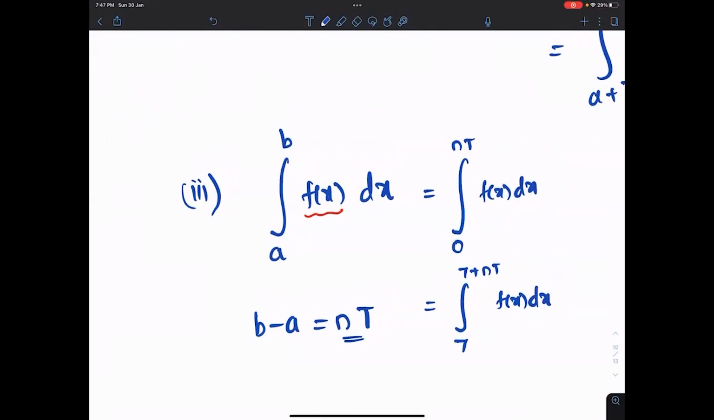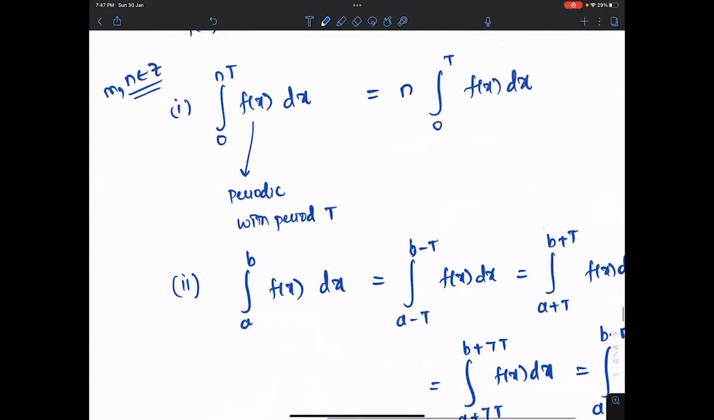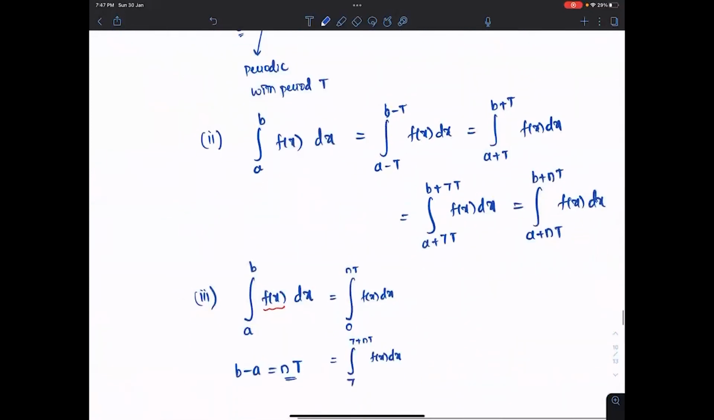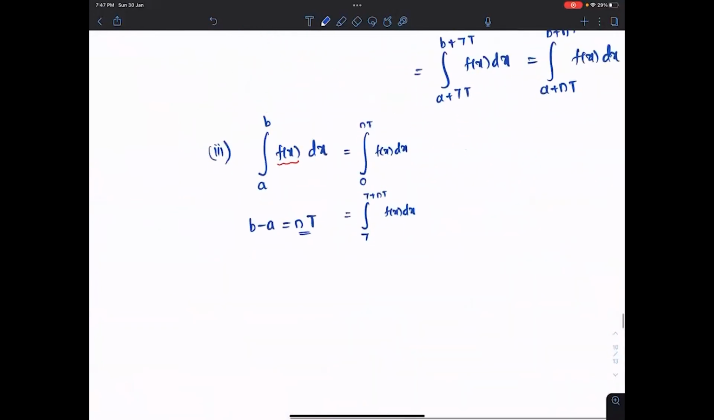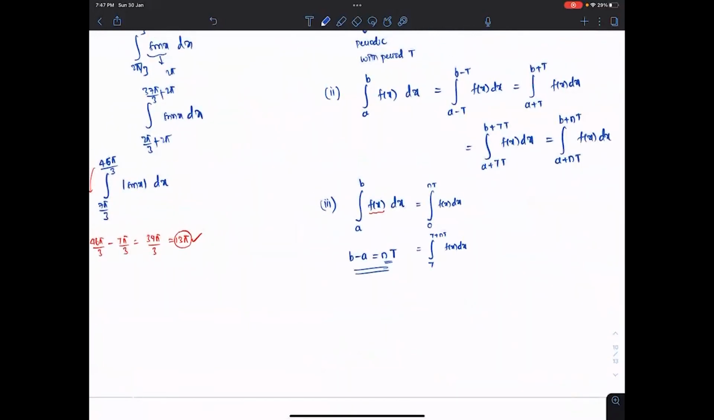What are those three golden rules? 0 to nT f of x dx is n times 0 to T. The area under the function under n cycles is n times the area under one cycle. First rule. Second rule, you can add or subtract time periods for both upper limit and lower limit, any number of times. Third rule, if the difference of upper limit and lower limit is a multiple of the time period, then you can start from any lower limit, but make sure the difference is maintained, if the difference is a multiple of the time period of that function.